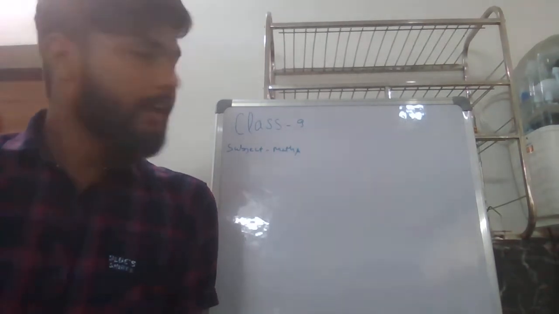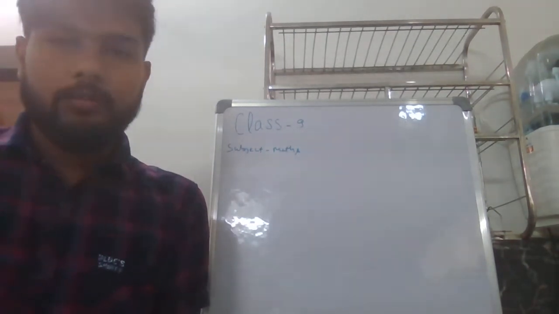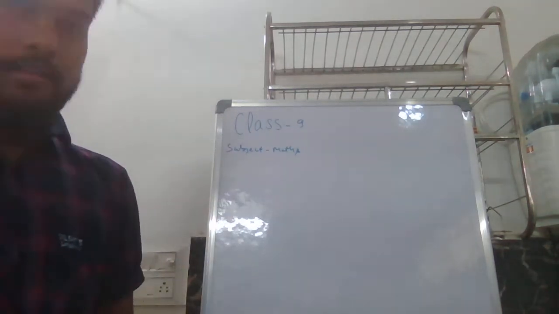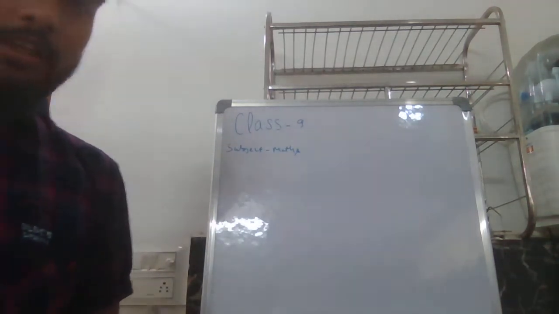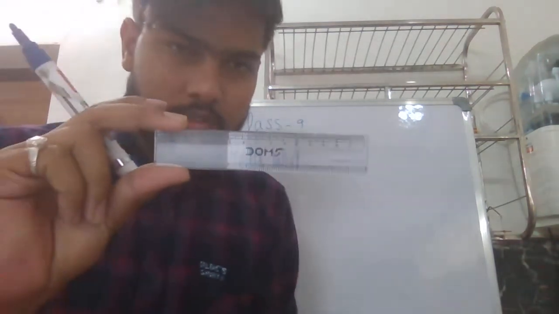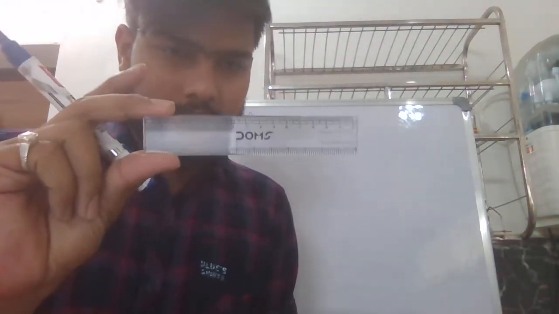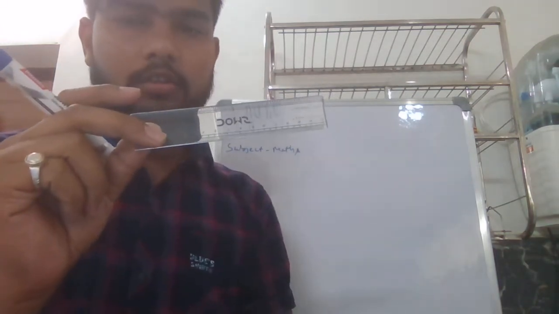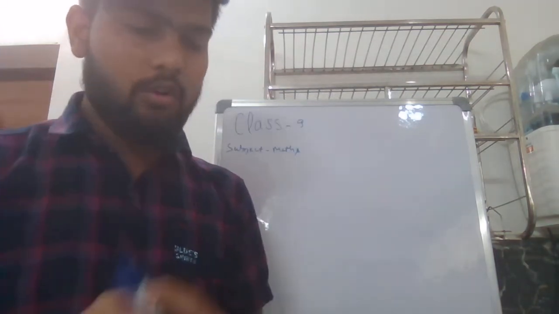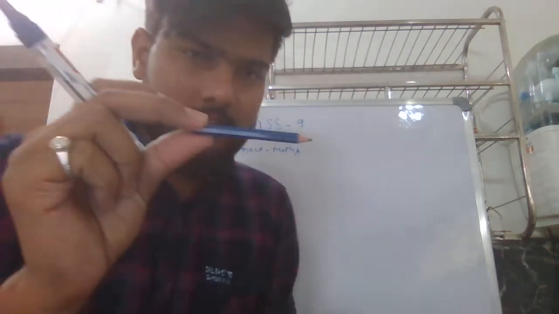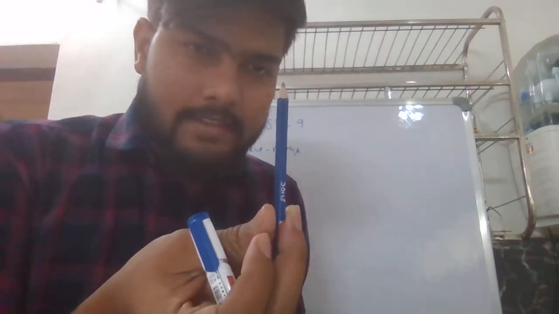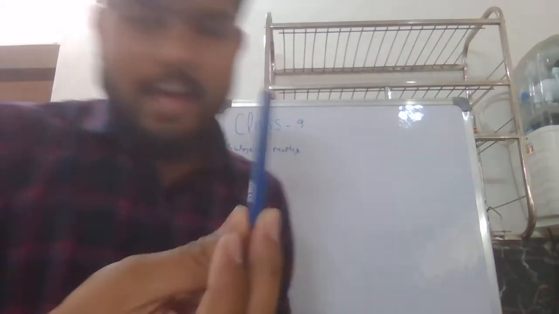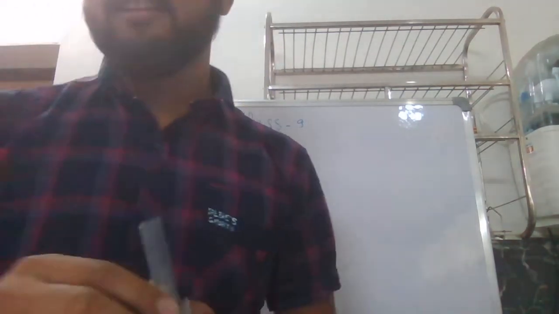Okay, so let's start today's class 9 topic. Okay, so students, you have to observe the instrument. What do you see? Yes, this is a scale. Yes, very good. And what can you see now? It looks like a pencil. Yes, very good. This is a pencil.